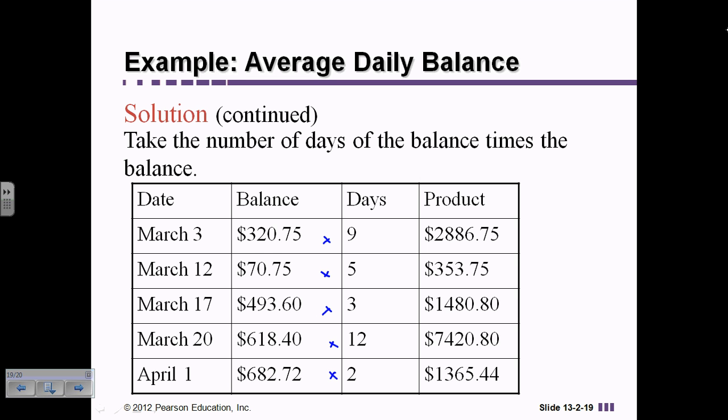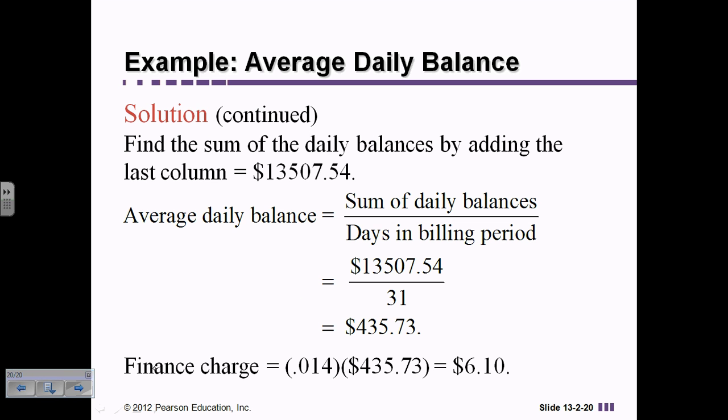So now to calculate my average daily balance, you want to add up all of the daily balances. So we're going to add 2,886.75, 353.75, 1,480.80, 7,420.80, and 1,365.44, and that comes out to $13,507.54. It was that balance for 31 days, because that's the billing cycle. So we divide by the number of days, which comes out to be $435.73.